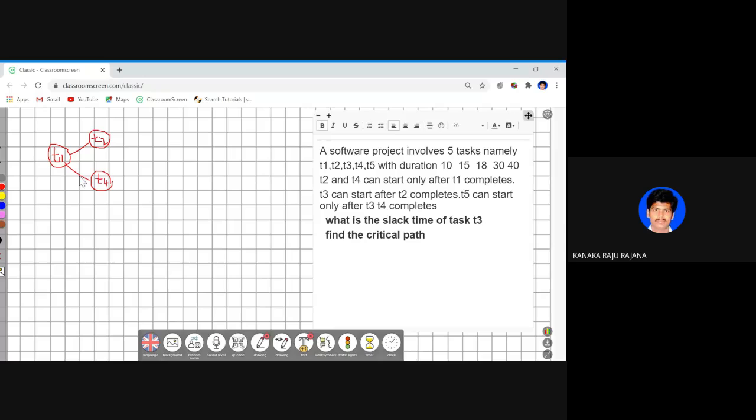Critical path. Okay. To find a critical path, step number 1 is network diagram. How to build a network diagram? By reading this sentence, I came to a conclusion that T1 completes. T2, T4 can start only after T1 completes. So after completing T1, T2 and T4 can start. What about the next statement? T3 can start after T2 completes. Okay. So T3 can start after T2 completes. Therefore, this is T3.